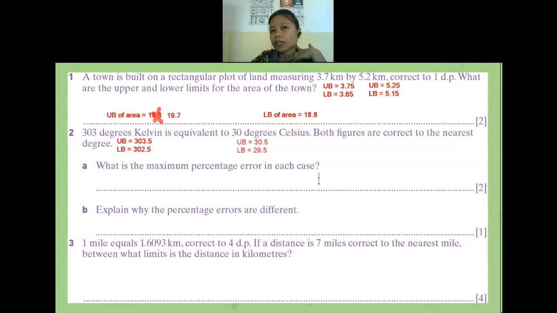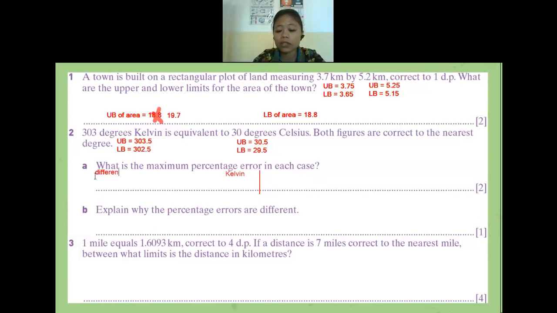To find the percentage of error, we need to find the difference between the given number and its upper bound or its lower bound. That's why I need to find the upper bound and lower bound of each number first. So I already have the upper bound and lower bound of each number. Now I'm going to find the difference between the number given and its upper bound or lower bound. I will start with the Kelvin first. What is the difference in the Kelvin? How many is the difference?